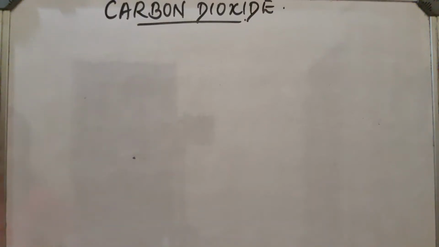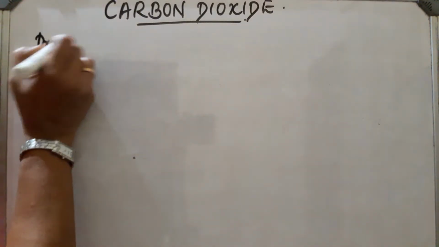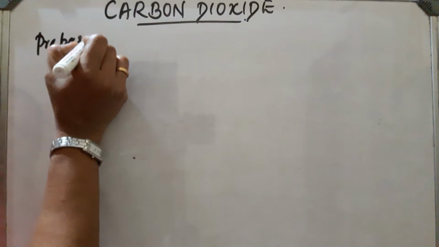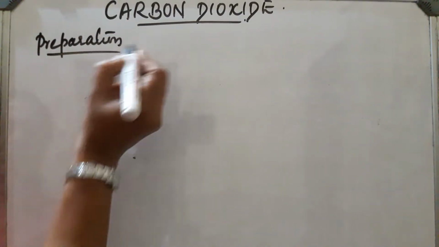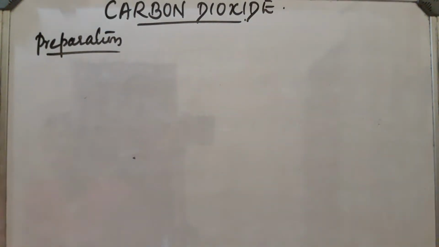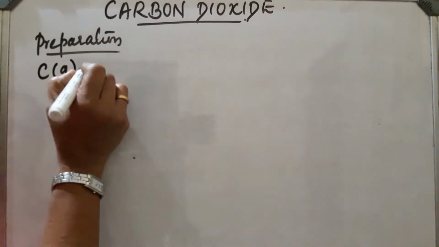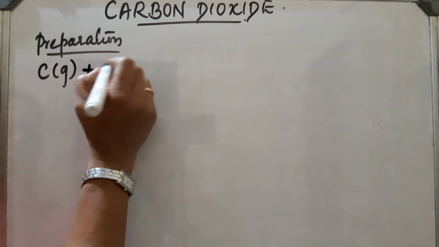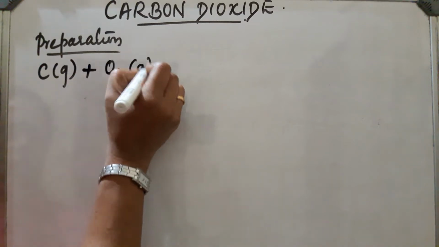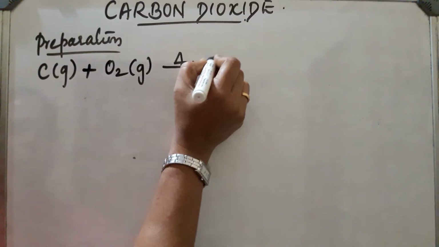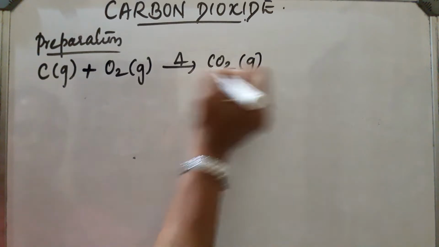Carbon dioxide. First, preparation. Carbon dioxide can be prepared by the complete combustion of carbon and carbon-containing fuels in excess of air. Carbon on combustion in excess of air reacts and carbon dioxide gas is obtained.